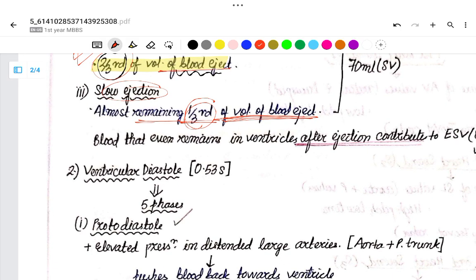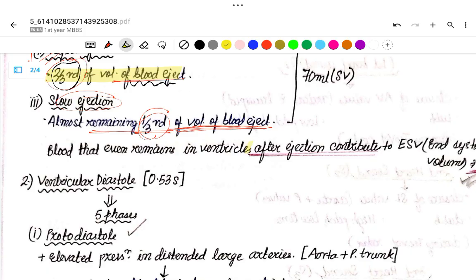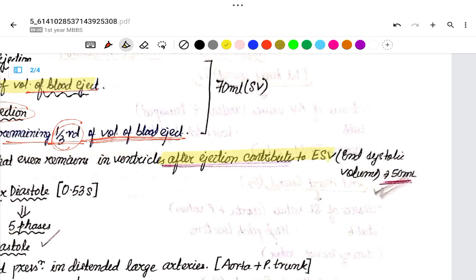Okay, so what does it state? Blood that remains in the ventricles after ejection contributes to the ESV. What is ESV?